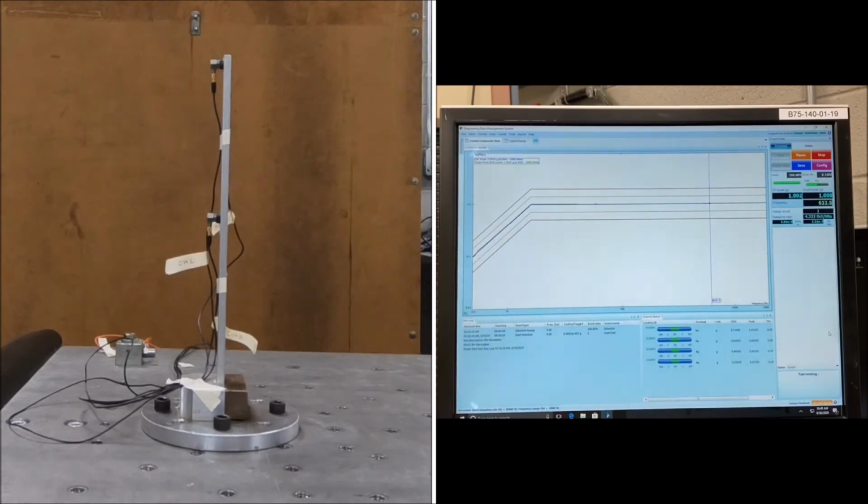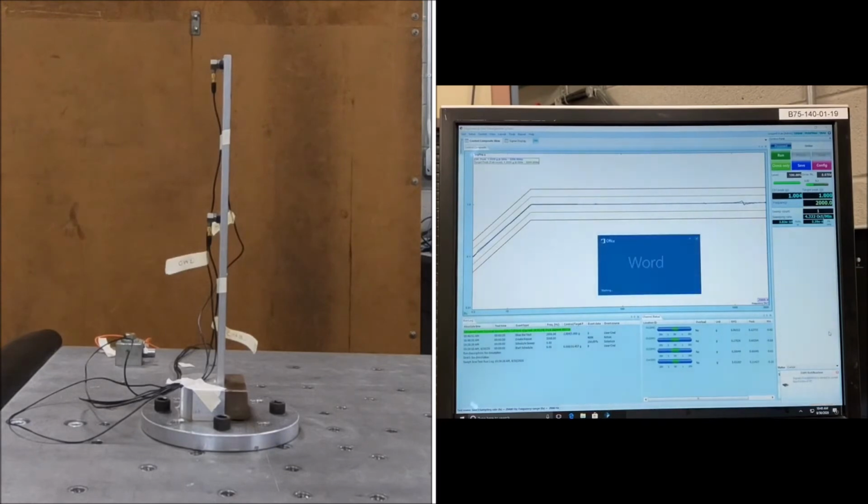Passing through 600 hertz now. You'll notice that the rate of increase of frequency is not a linear increase. We're actually increasing in frequency logarithmically. Closing in on the end of the test here at 2000 hertz. Test will be over. There we go. Now we've captured the data.